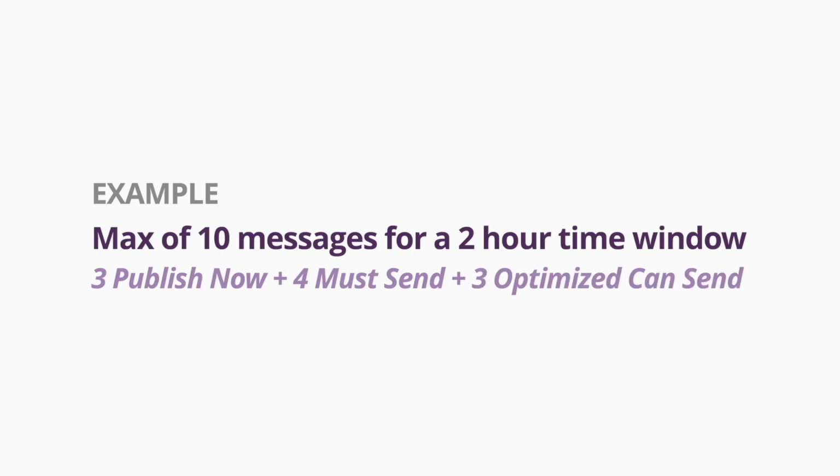For example, if you have a max of 10 messages for a 2-hour time window, and you send 3 messages from the queue as published now, then enter 4 more as must send into the queue for that same 2-hour window, that's a total of 7 messages already. You now only have room for 3 optimized can sends to send during that 2-hour window.